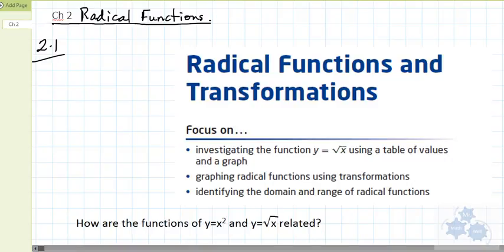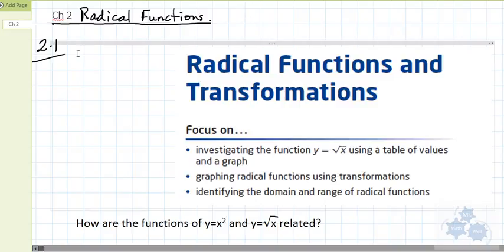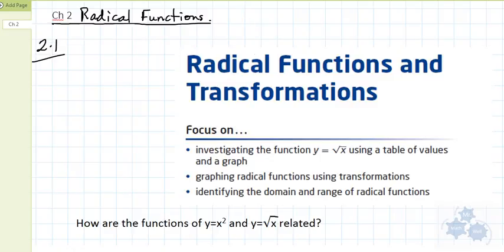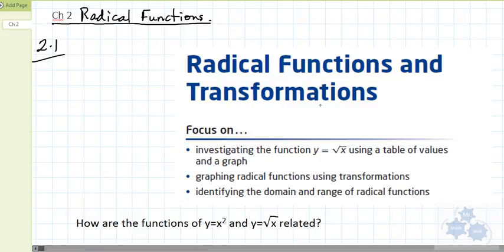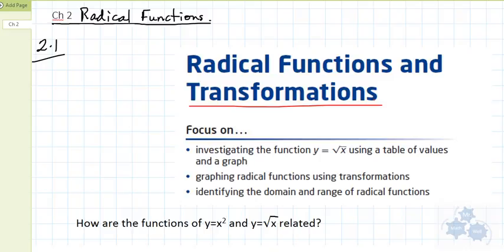In pre-calculus 30, radical functions are an important type of function for us to study. And chapter 2 is entitled Radical Functions. 2.1 is where we're talking about radical functions and their transformations. We spent all of chapter 1 talking about transformations, right? We transformed lines, we transformed a lot of parabolas.